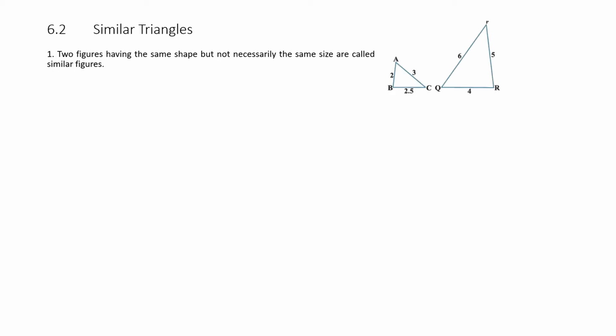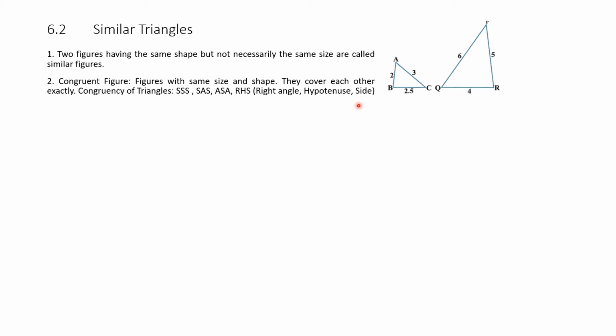Now let us study similar triangles. Two figures having the same shape but not necessarily the same size are called similar figures. See the figure on the right hand side, these shapes are similar. You see, one side is 2.5, 2, 3. So 2 into 2, it is 4, 5 and 6. Shape is same but size is different. This is small and this is large. So these are called similar figures.